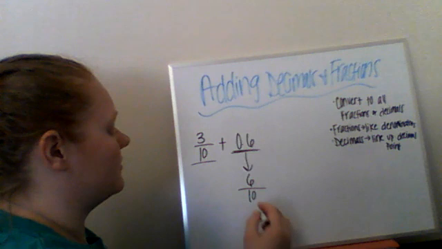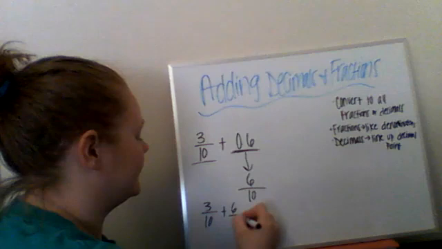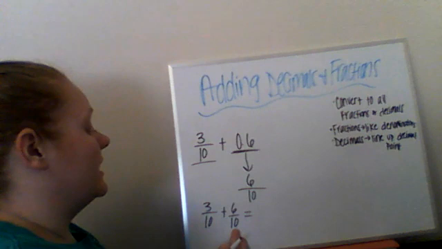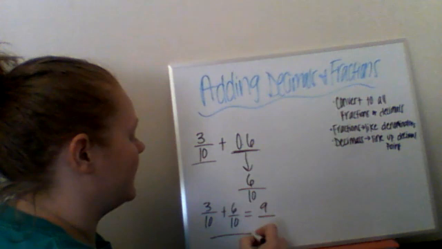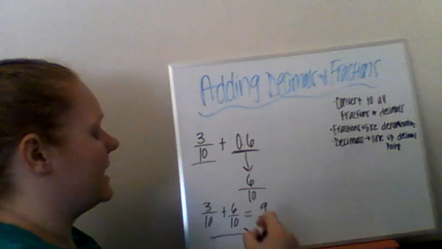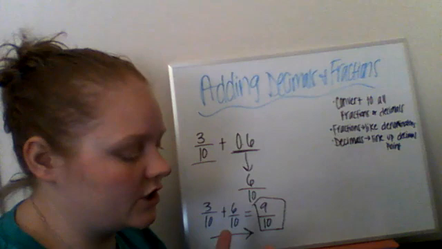So my new problem would be 3/10 plus 6/10. Okay? I have like denominators, so I can add my numerators together. 3 plus 6 is 9. And then drag my denominator over, which is 10. Okay? So my answer would be 9/10. Okay, that is how you convert to all fractions. Let's look at another example to make sure you know how to do that.